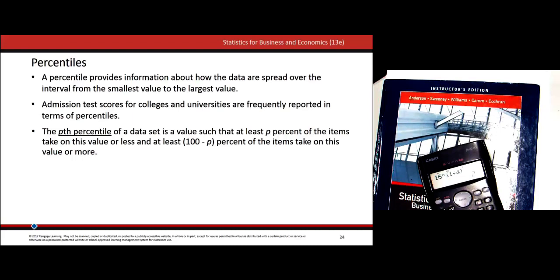Admission test scores for colleges and universities are frequently reported in terms of percentiles. The p-th percentile of a data set is a value such that at least p% of the items take on this value or less, and at least 100 minus p% of the items take on this value or more.